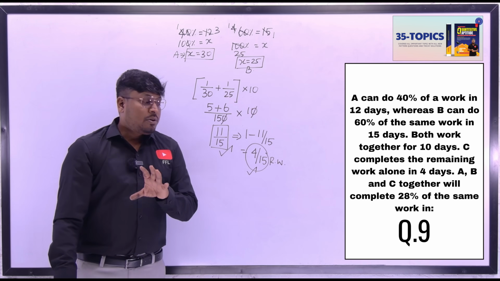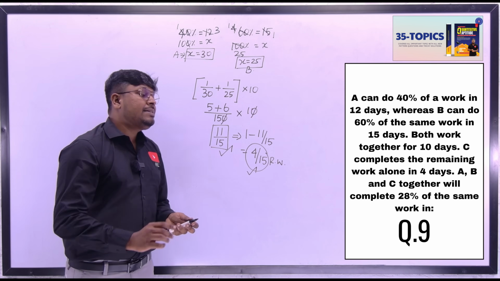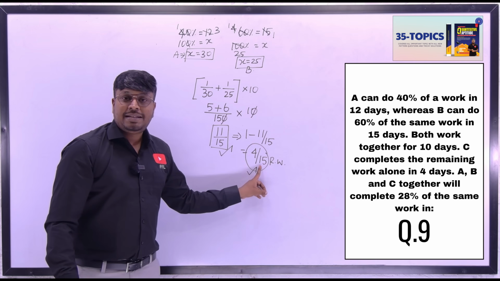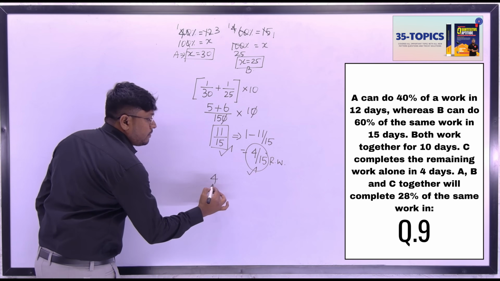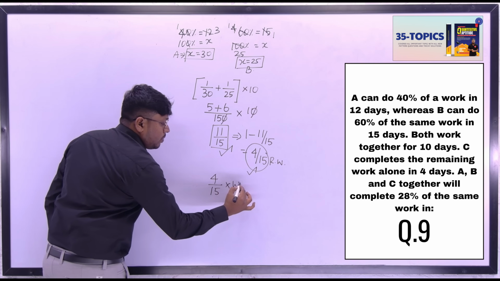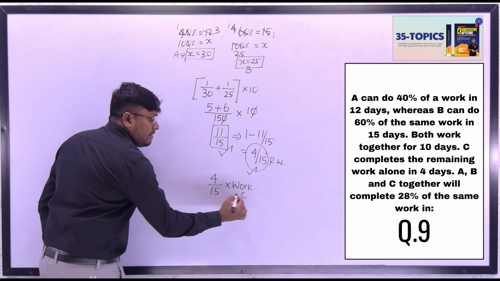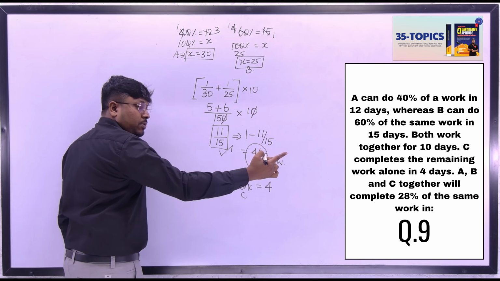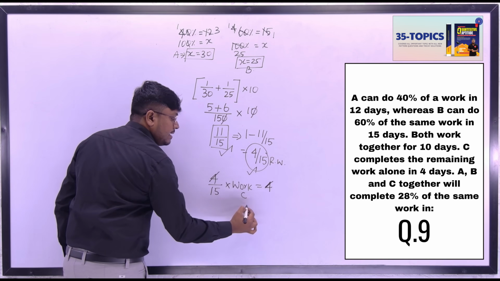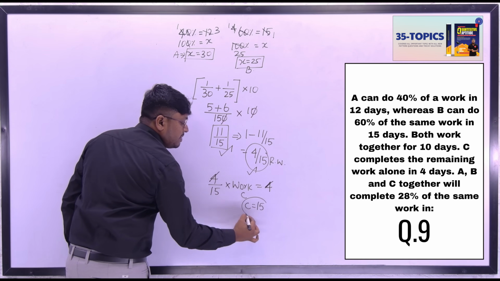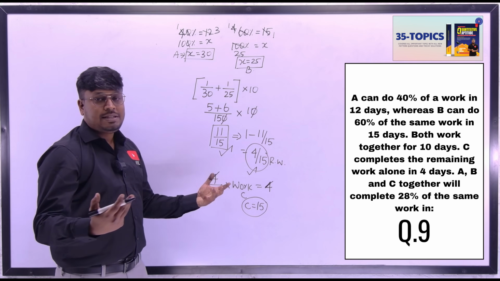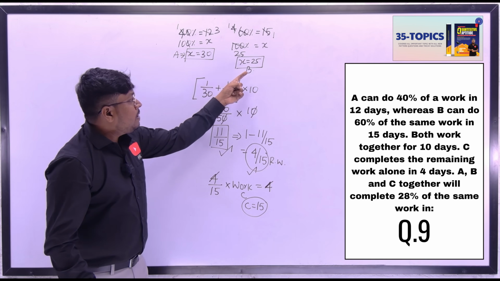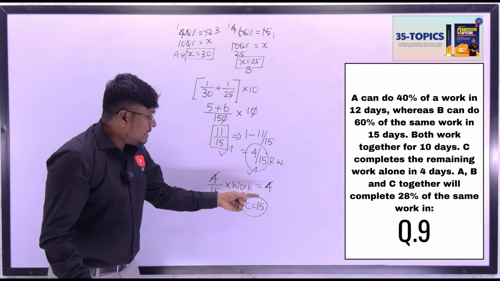And now according to the question, C completes the remaining work in 4 days. That means this work was completed by C in 4 days. So 4 by 15 of the work, the person C will complete in how many days? 4 days. That was mentioned in the question. So we can cancel it. So C alone can complete the work in 15 days. Now we got all three. A alone will complete in 30 days, B alone in 25 days, C alone in 15 days.